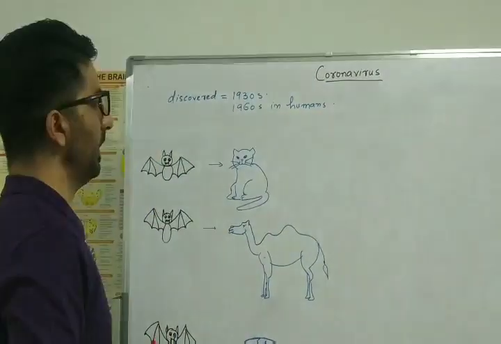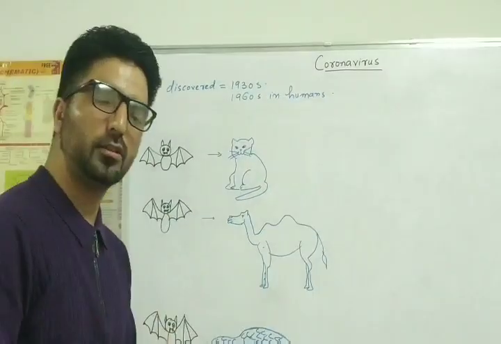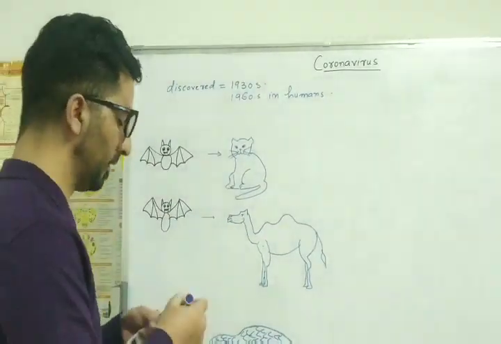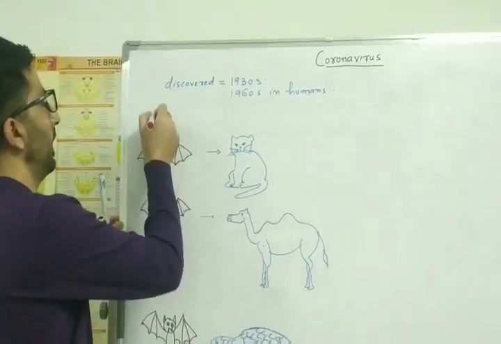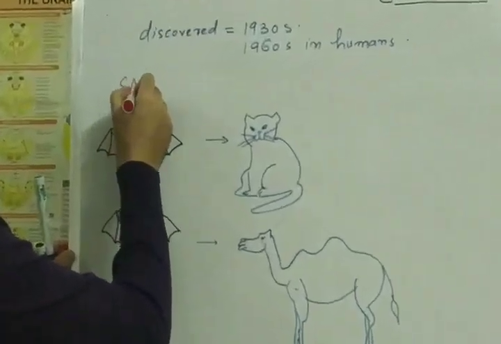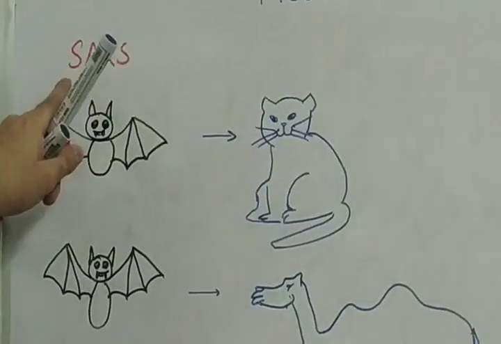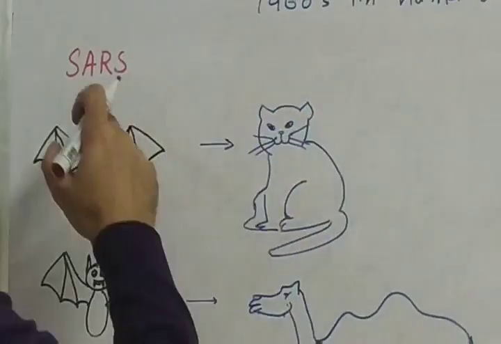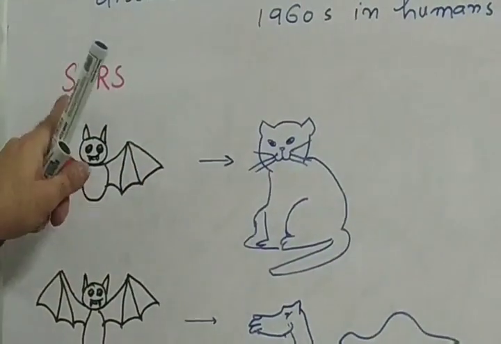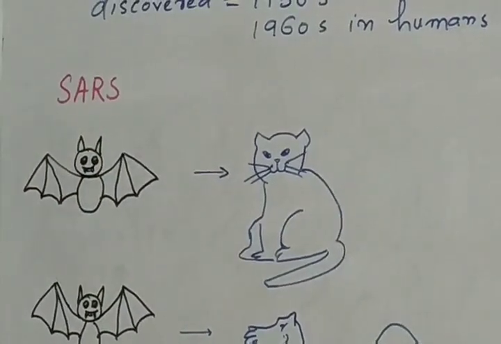There was a disease in 2002 that was called SARS. This coronavirus is similar to SARS. What is SARS? I'll write it here: S-A-R-S. SARS is similar to the coronavirus, or we can say the coronavirus is similar to SARS. SARS is severe acute respiratory distress syndrome.